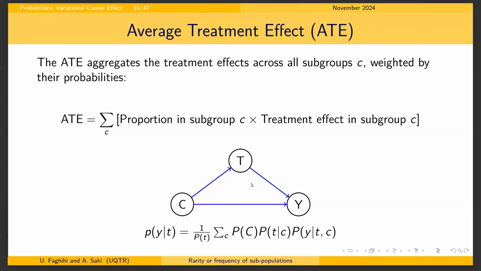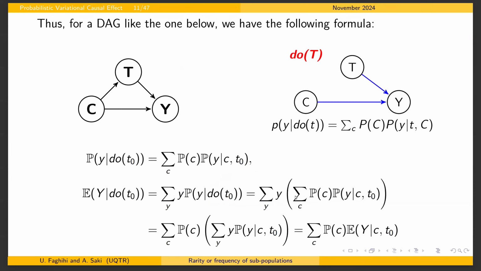If we go with the Bayesian approach, here we have probability of C because this is a parent node, then we have probability of T given C, and then for Y we have probability of Y given C and T. Okay, but as I said, this is the confounder. It has many problems. I don't want to go into details. We cannot do that.